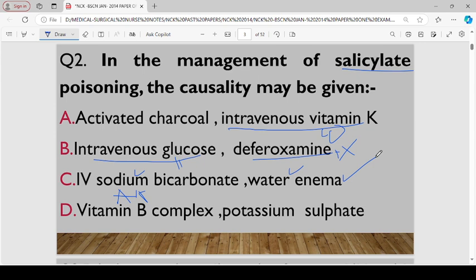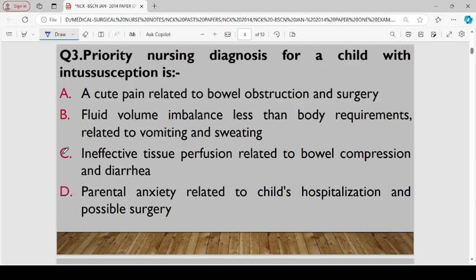Vitamin B complex and potassium sulfate, this one they don't answer our question at all, and it makes it wrong for us. So the best option for this question is C.